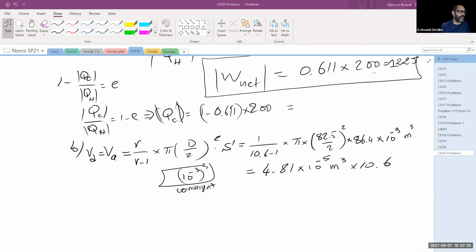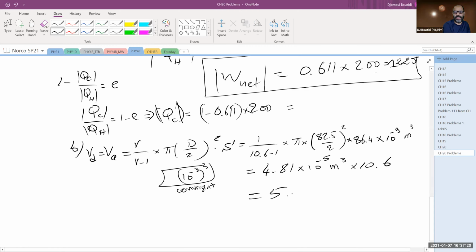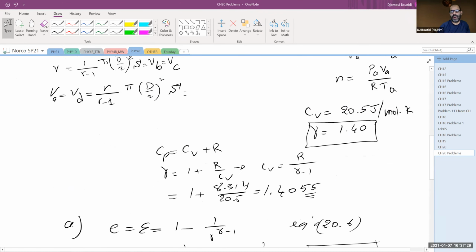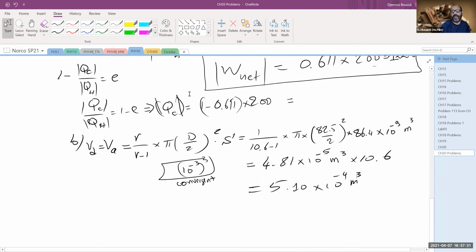Okay. You guys need to interject. I know you're doing this. 4.81 times 10.6. Okay. It's actually 5.10 times 10 to the negative 4 cubic meter. This is the volume in point A and D. So the other volume is basically this volume.